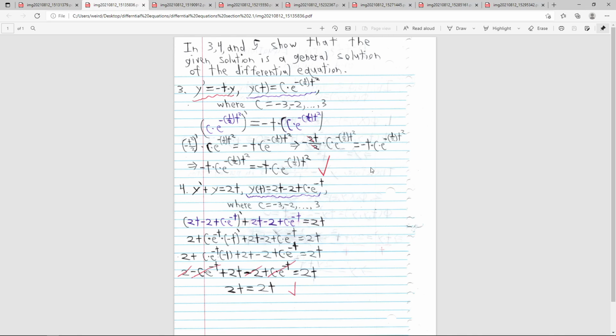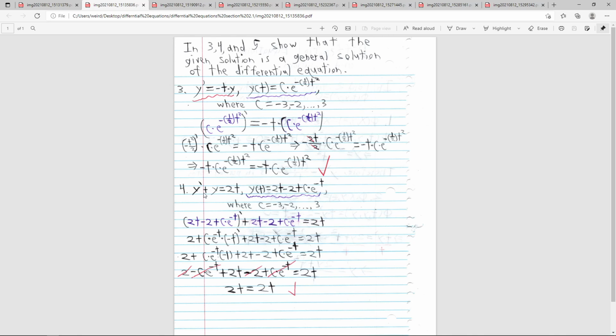In a problem like this, you just show that this occurs. You can actually show that the given solution is a general solution of the differential equation. Red and purple match. Now the purple is in fact the solution of red here.